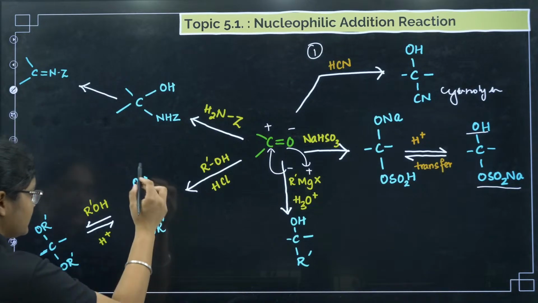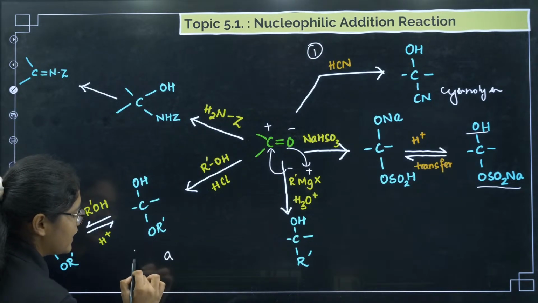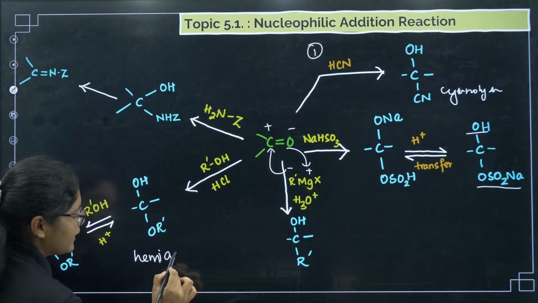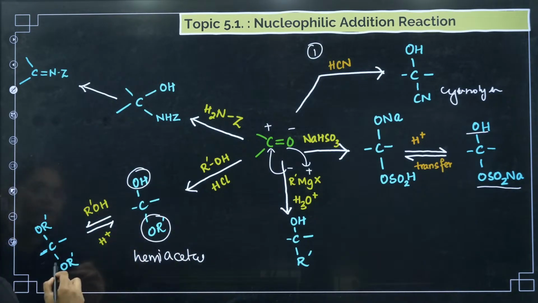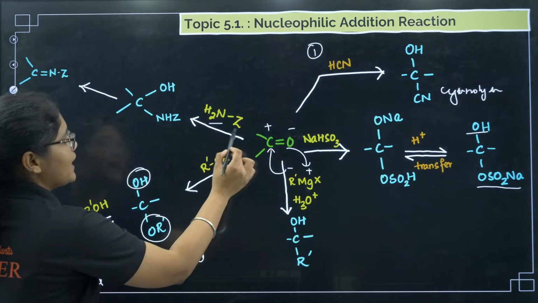This is important. Under addition of alcohol, first I will get hemiacetal, where we have OH and OR attached. Then after that OR and OR will be attached, that is your acetal, if you give excess of alcohol. And next one, ammonia and its derivatives.